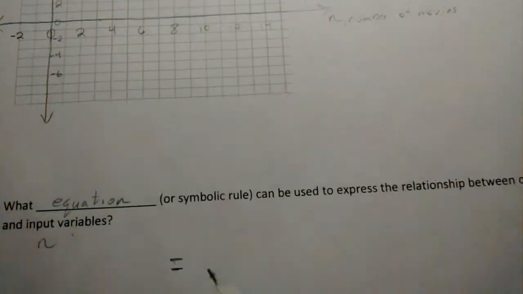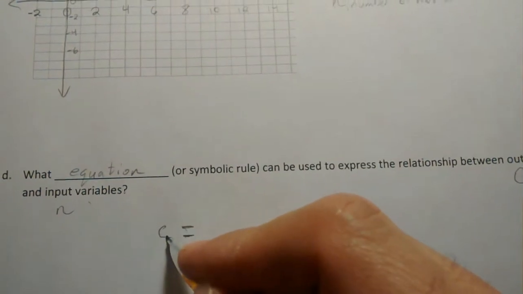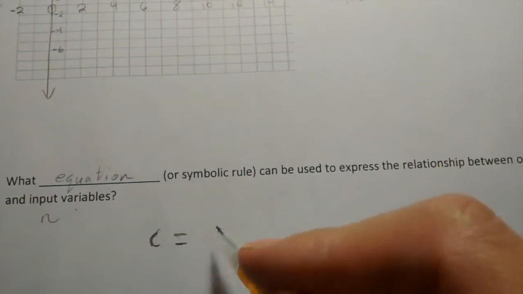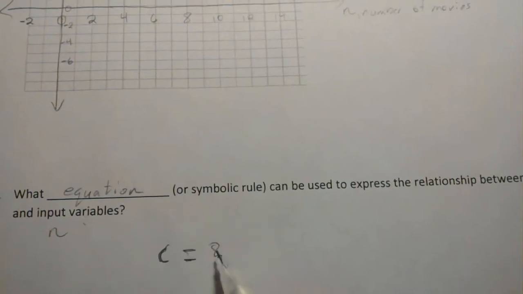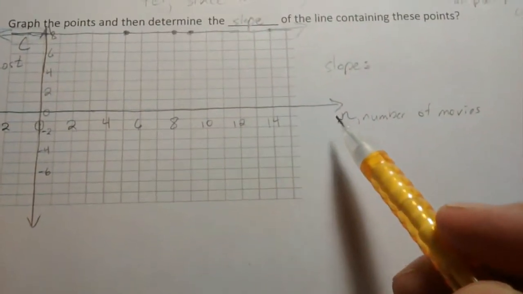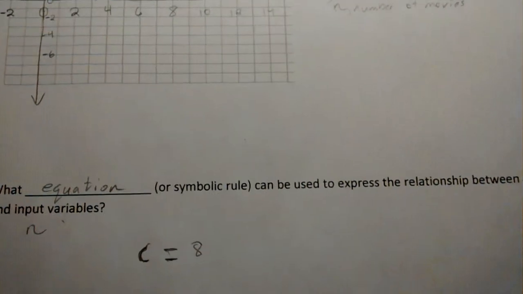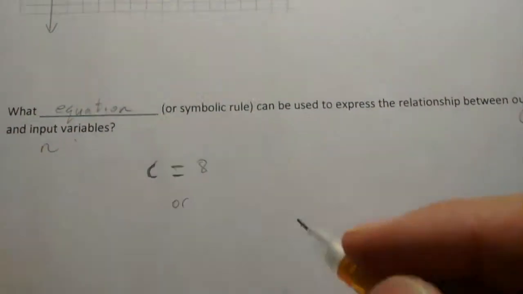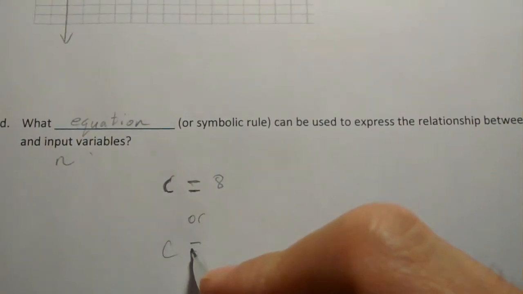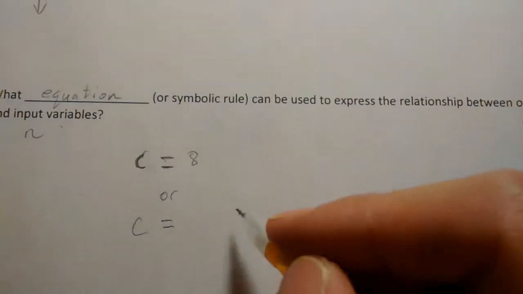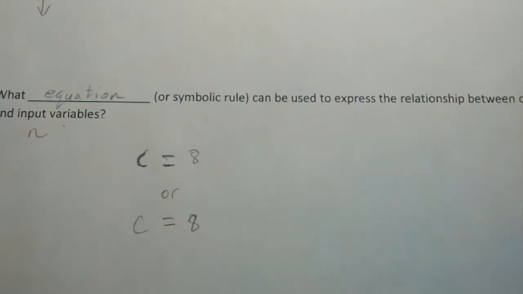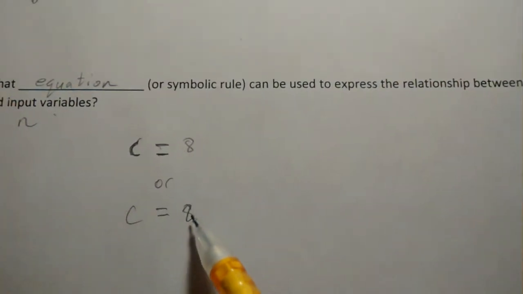Well, it's a no-brainer. It's not very difficult if you don't overanalyze. C equals 8. That's saying the cost is 8, no matter what n is. Now, a lot of students don't like that and say, Aaron, that's too easy. We need to have the input variable. Well, here's one way you can think of it. We can't change that 8. We can't do any calculations to that 8.